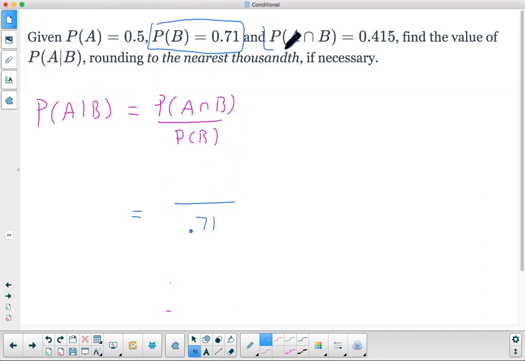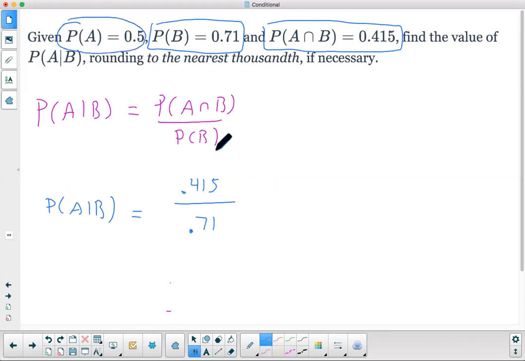And they tell us what the probability of A and B is. It's 0.415. This is what we don't know. Notice that they gave us this in case we wrote the formula incorrectly. So this wouldn't be correct, but if we would have written probability of A and B over probability of A, we would have been able to get some sort of answer, but it would have been wrong. So this was called a red herring.